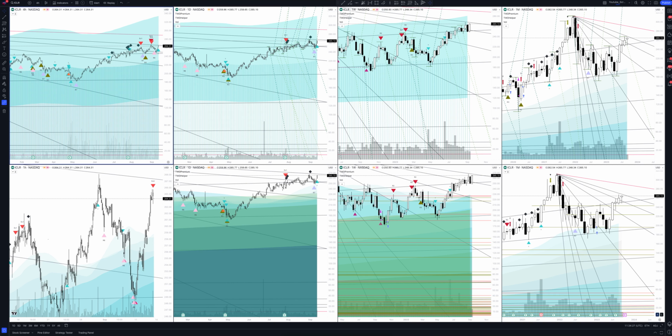Today we will take a look at ICON PLC stock. Let's analyze the market situation and find out how you can make money on it. Let's start.